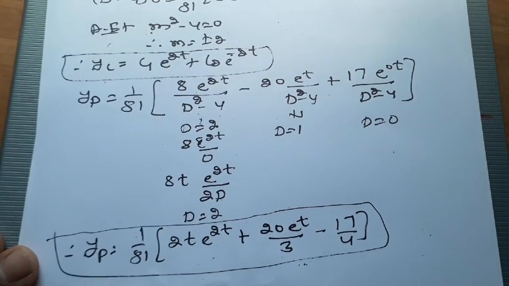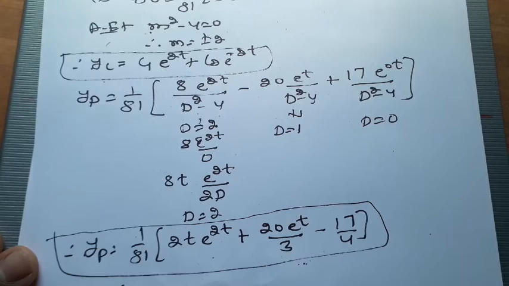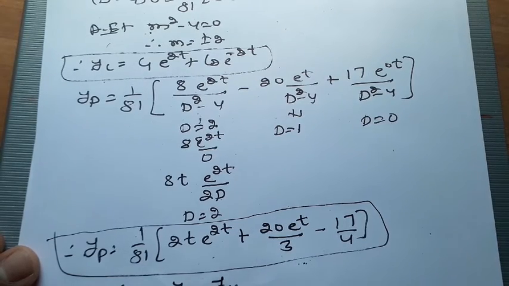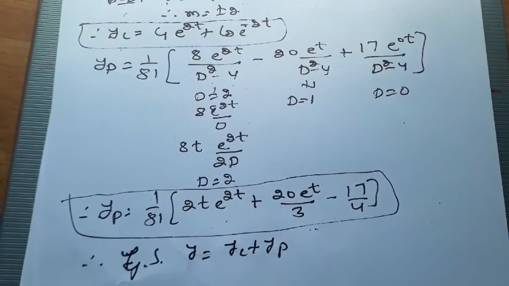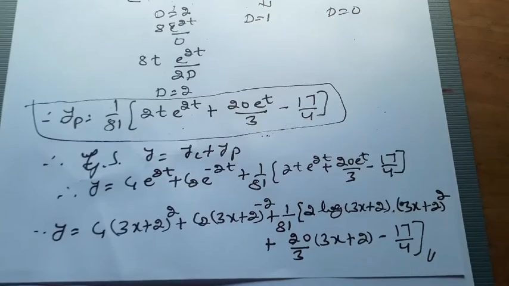Okay, therefore the general solution is y = yc + yp, and similarly you write down the final answer. So we'll get this as the final answer.